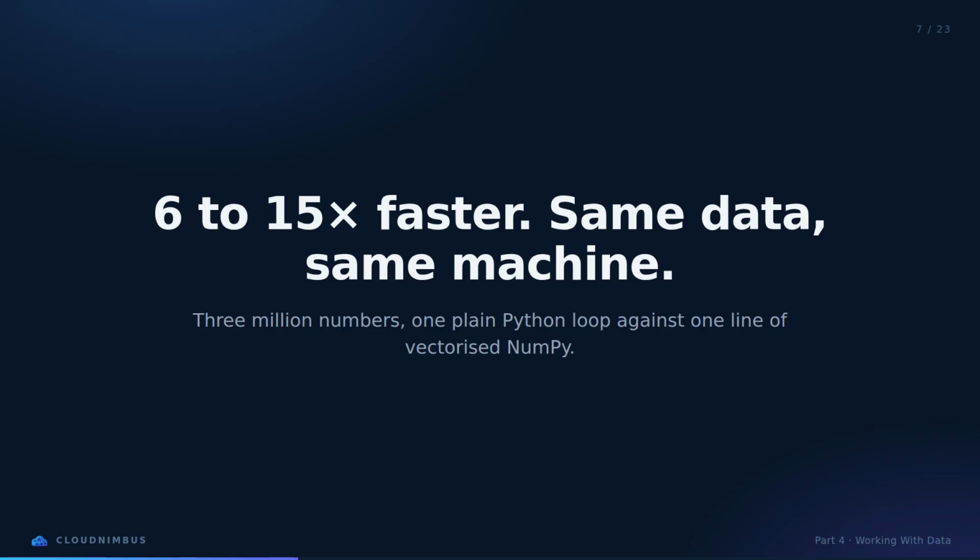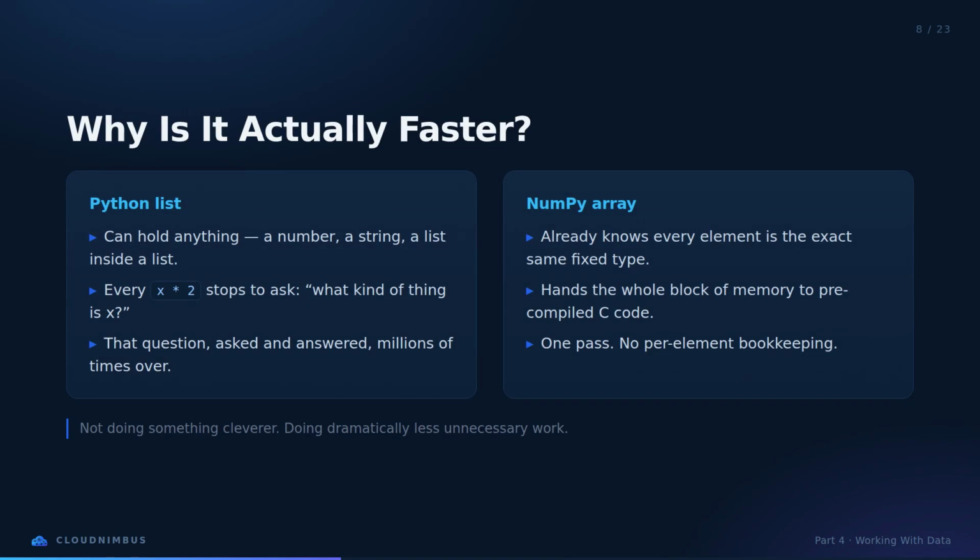NumPy gives you fast arrays of numbers. But real-world data is messier than that. Mixed types, column names, missing values. That's what pandas is for. It's built directly on top of NumPy, and its central object is called a data frame. The honest way to think about a data frame, it's a spreadsheet you can program. Rows, named columns, and every column can hold a different type. Text in one, whole numbers in another, decimals in a third.